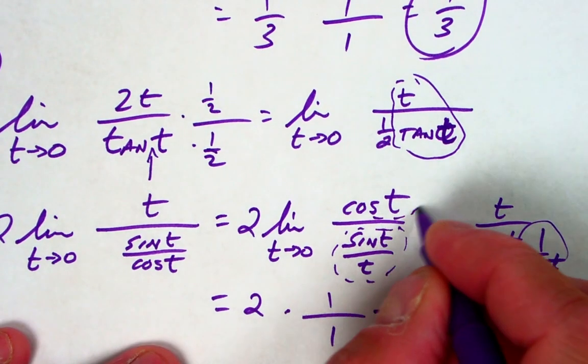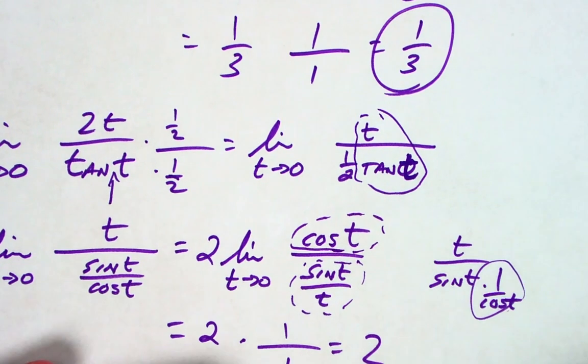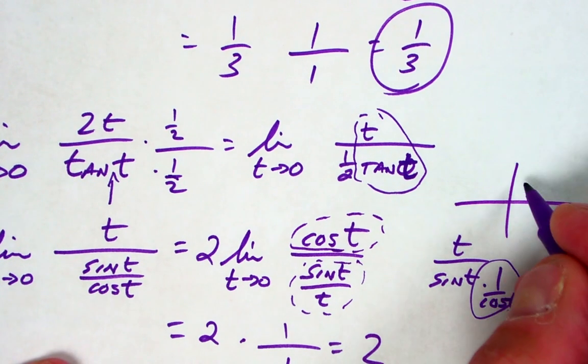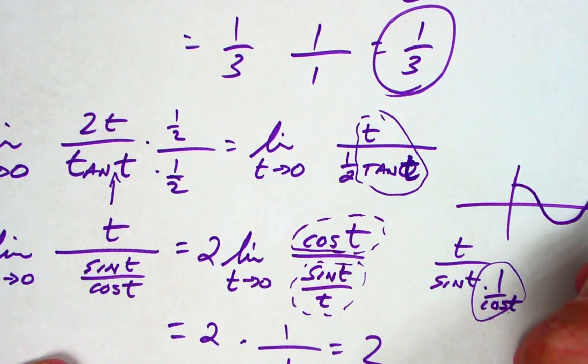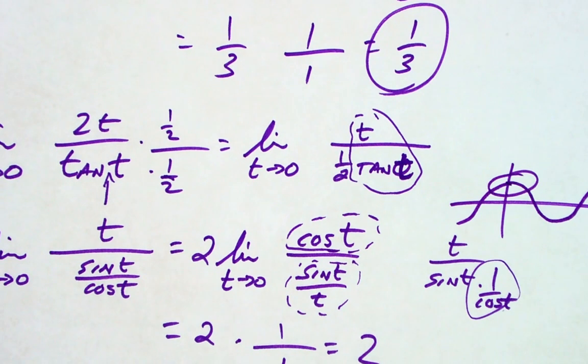Let me convince you that the limit of cosine t is 1. Well, think about your graph of cosine. Look at your behavior around 0. It's approaching 1. That's it. Okay?